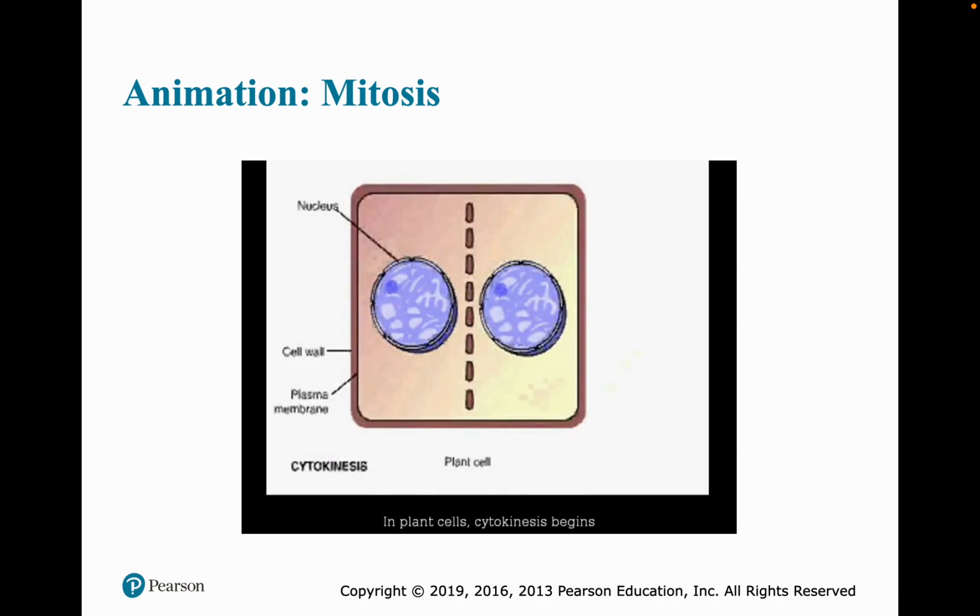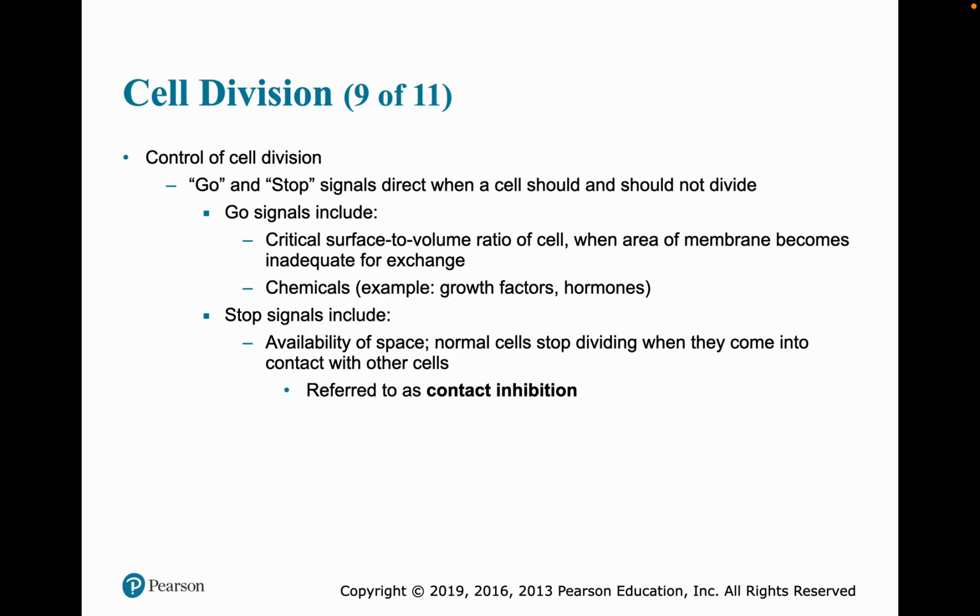In plant cells... Since we don't deal with plant cells in human anatomy and physiology, you don't need to know about the cell plate. So there are lots of controls that keep this working the way it's supposed to. There are accelerators or go signals, and there are stop signs or stop signals that direct when the cells should or should not divide. So go signals would include surface to volume ratio of the cell, when the cell membrane becomes inadequate for exchange. There are chemicals, including growth factors and hormones, that may tell cells it's time to divide.